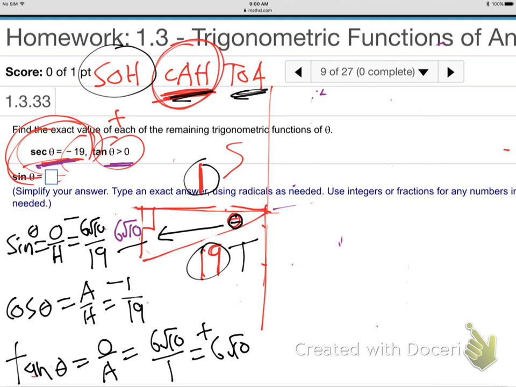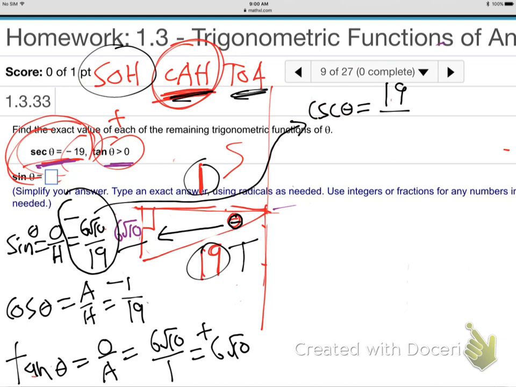Do the upside downs. So the upside down of sine, take this answer here, bring it over here. So cosecant of theta, which is upside down to sine, just flip it upside down. 19 over 6 root 10, and it's still negative. When you flip it, you keep whatever sign. You're just flipping. You're not changing the sign. So sine was negative, so cosecant is also negative. It's just flipped upside down, right?